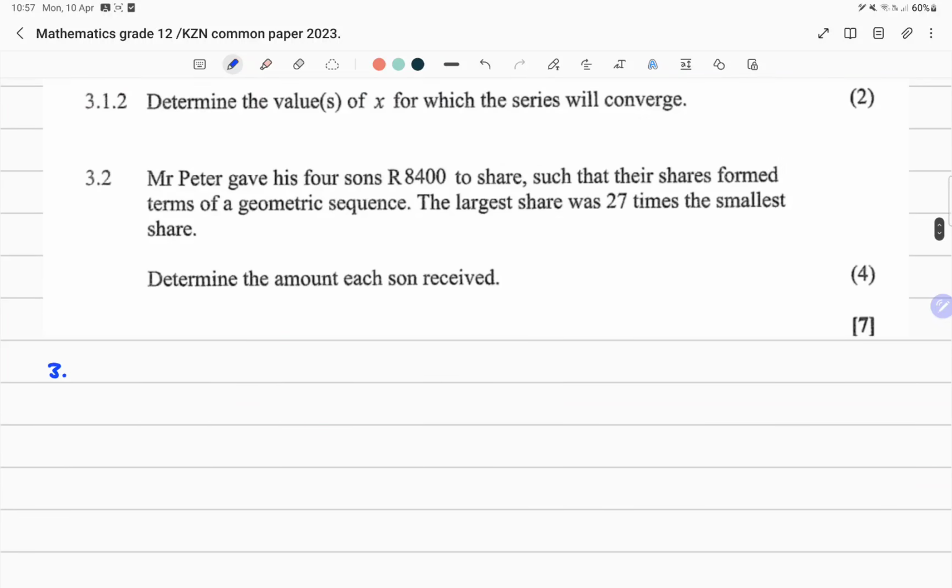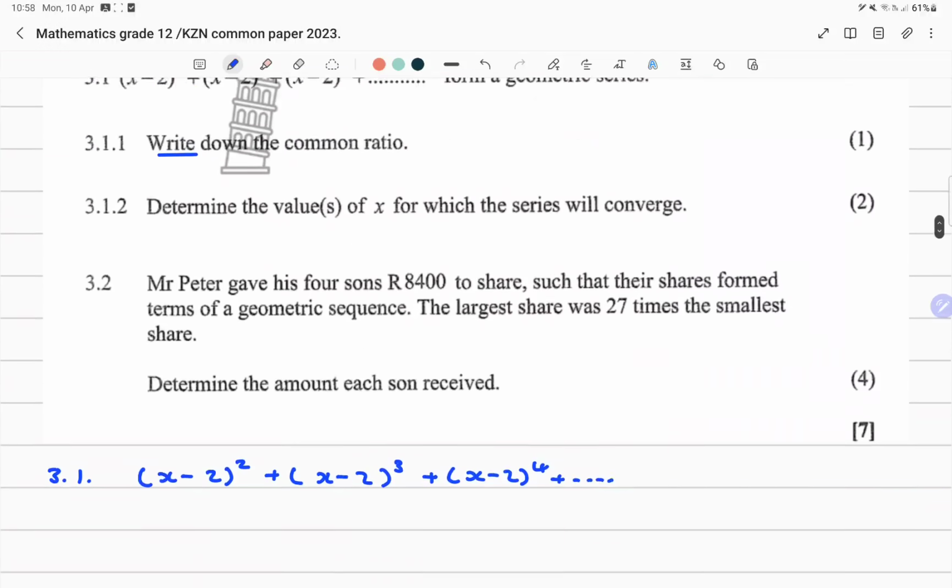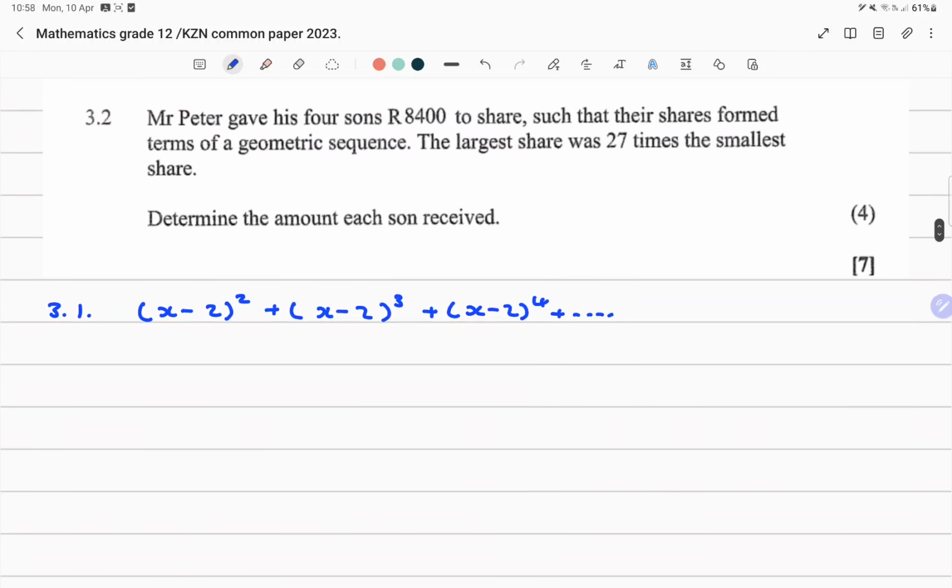So let's do it. 3.1. We've got this thing here: x minus 2 squared, plus x minus 2 cubed, plus x minus 2 to the power 4, plus going on forever. I'm just wasting time because you don't really need to copy it down.